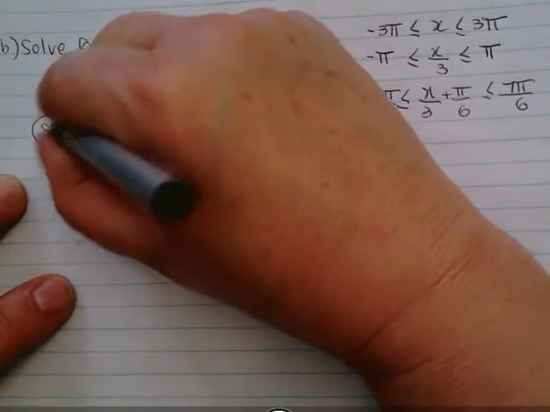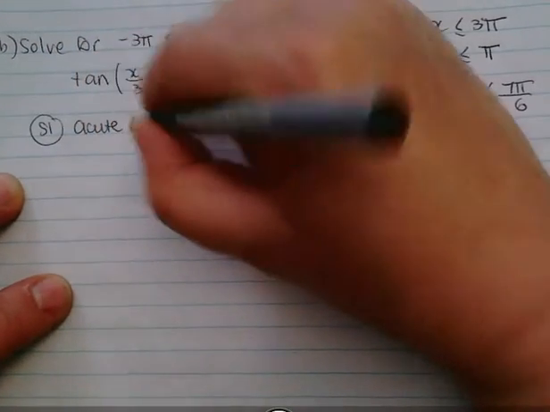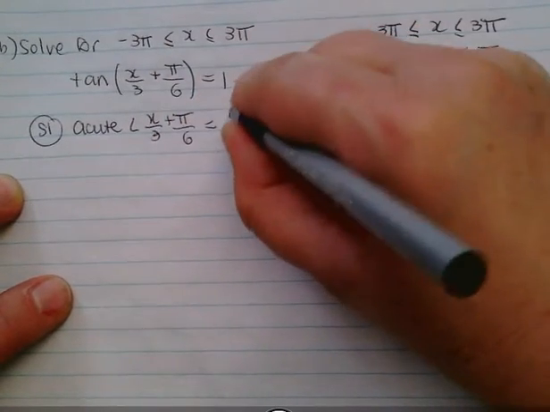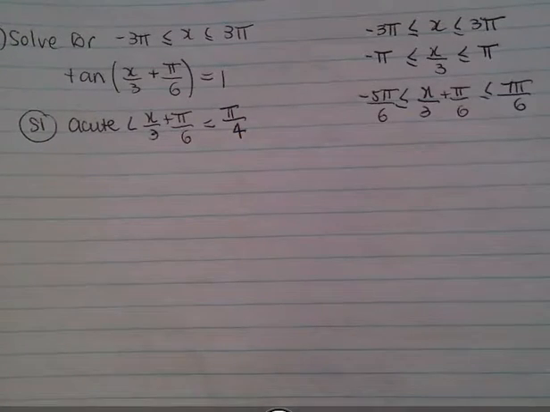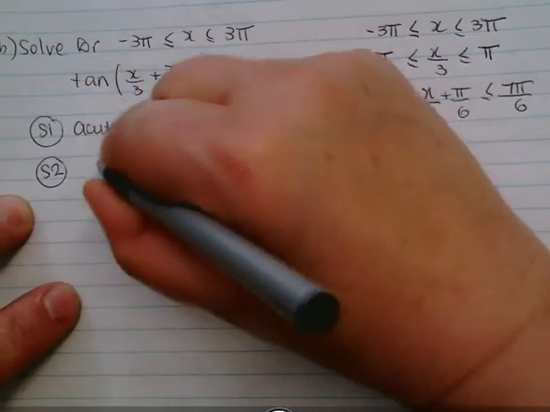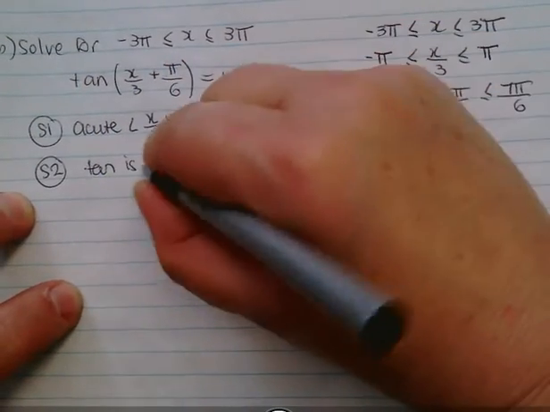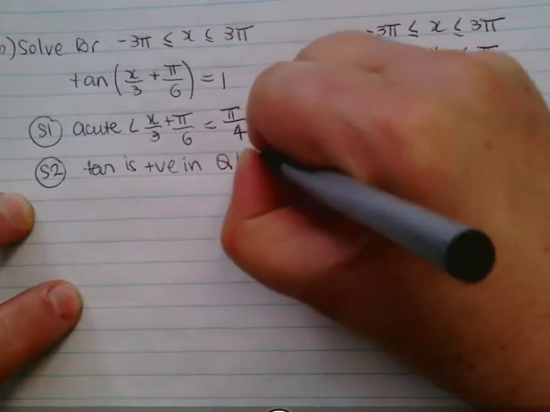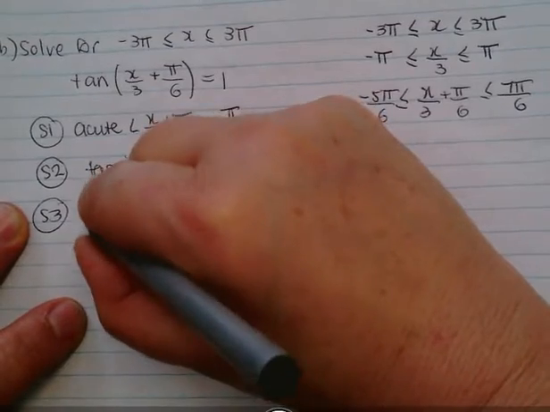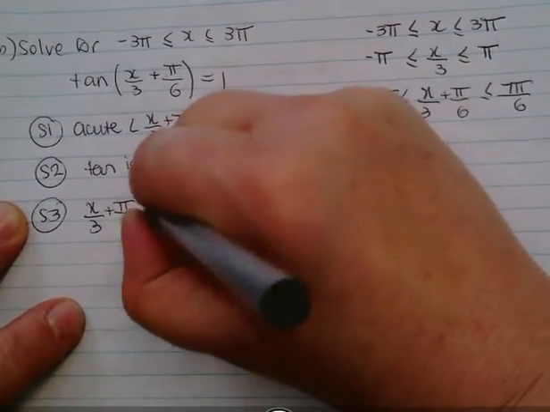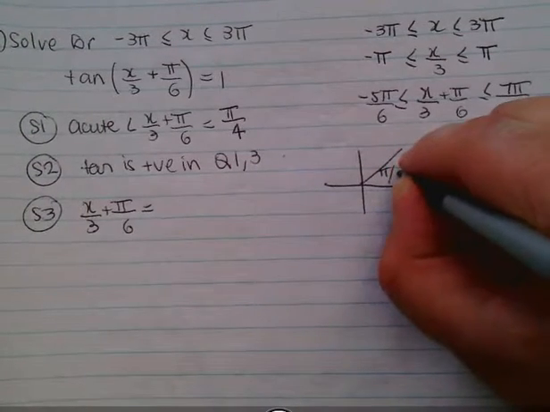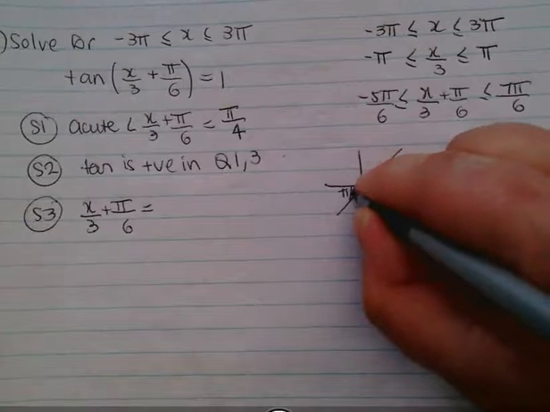Again, our 3 steps. Step 1 is your acute angle, x on 3 plus pi on 6. So we say tan of what is 1? We know it's tan of 45, which is pi on 4. Our next step is our quadrant. So tan is, we can see, positive in quadrants 1 and 3. Our next step is to draw it and to start writing out our solutions. So our solutions for x on 3 plus pi on 6, so sketching quadrants 1 and 3.